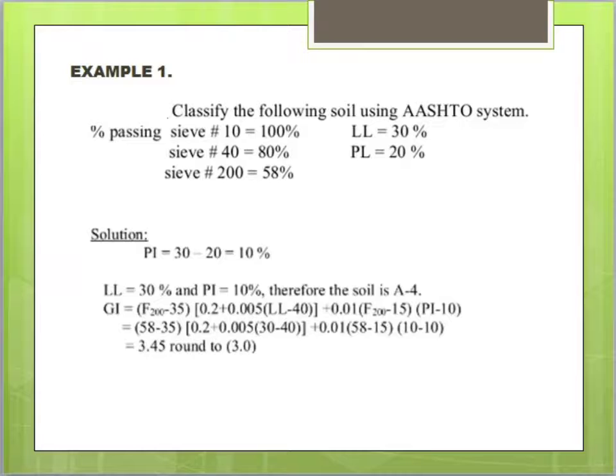So for our group index, we'll have (F200 minus 35) times (0.2 plus 0.005 times (liquid limit minus 40)) plus 0.01 times (F200 minus 15) times (plasticity index minus 10). For that, it will give us a group index of 3.5 rounded to 3. Therefore, the final soil classification is A-4.